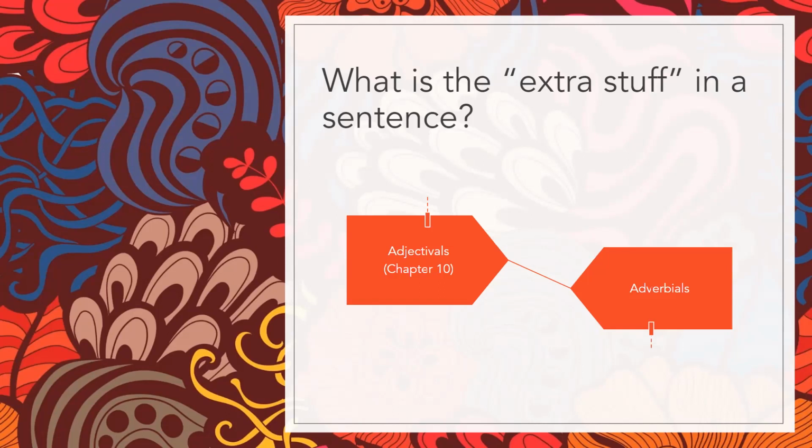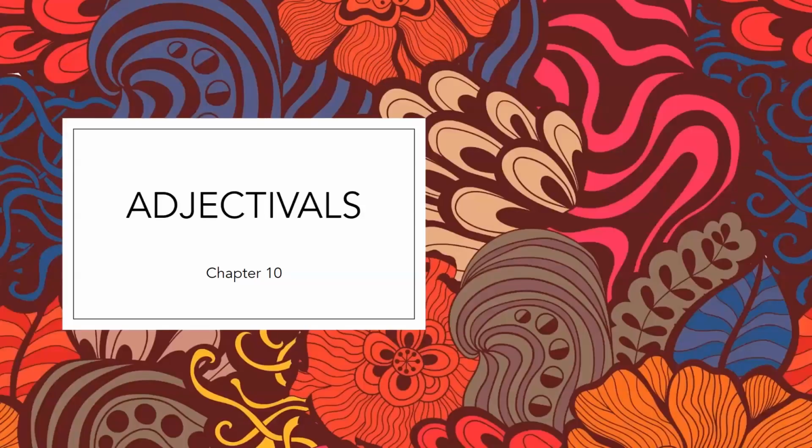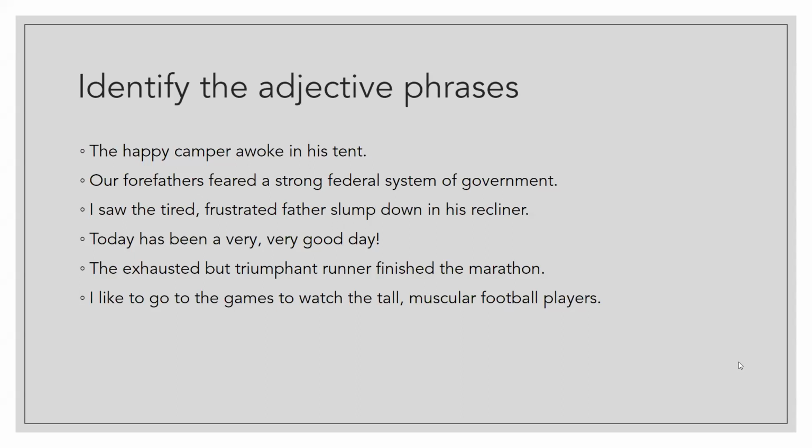So, whereas adverbs and adverbials were modifying the verb, adjectivals, like adjectives, are modifying nouns, right? So those subjects and objects and complements that were all noun phrases, we can add some adjectivals to those to give some extra information. Okay, so chapter 10, we're looking at adjectivals. Just like adverbials may be adverbs, but not necessarily, adjectivals may be adjectives, but not necessarily. Okay? So let's review adjectives and adjective phrases.